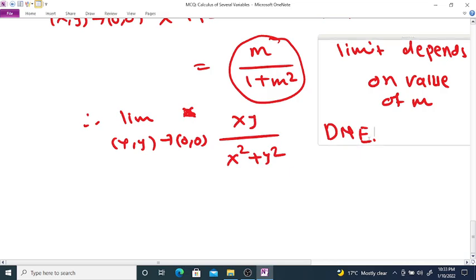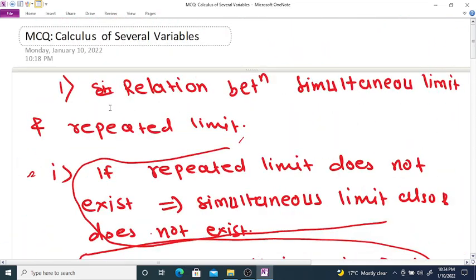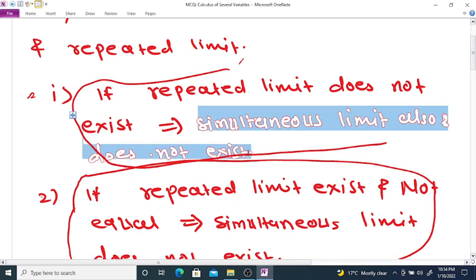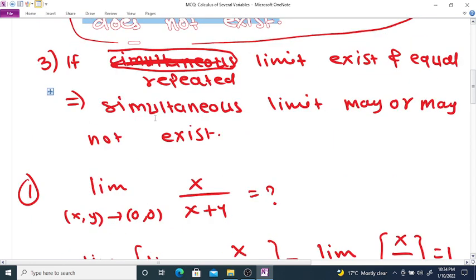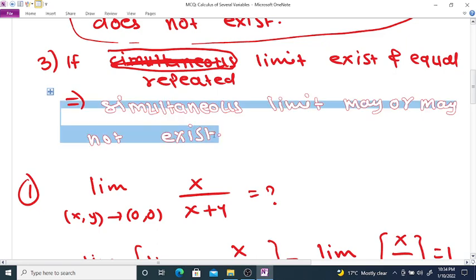So this is case number 3. So I am explaining again case number 1, 2, 3. This is the relation between repeated limit and simultaneous limit. If the repeated limit does not exist, then in that case simultaneous limit does not exist. If the repeated limit exists and is not equal, then simultaneous limit does not exist. And if the repeated limit exists and is equal, in that case simultaneous limit may or may not exist.